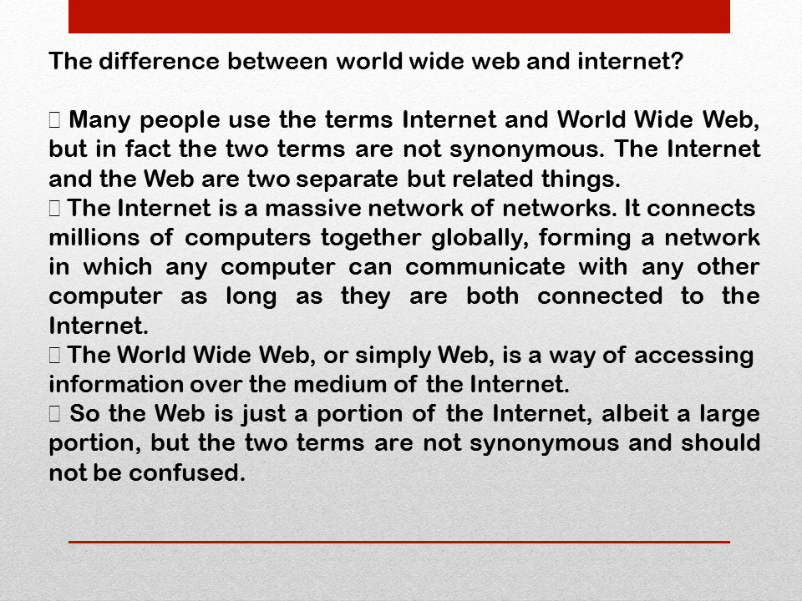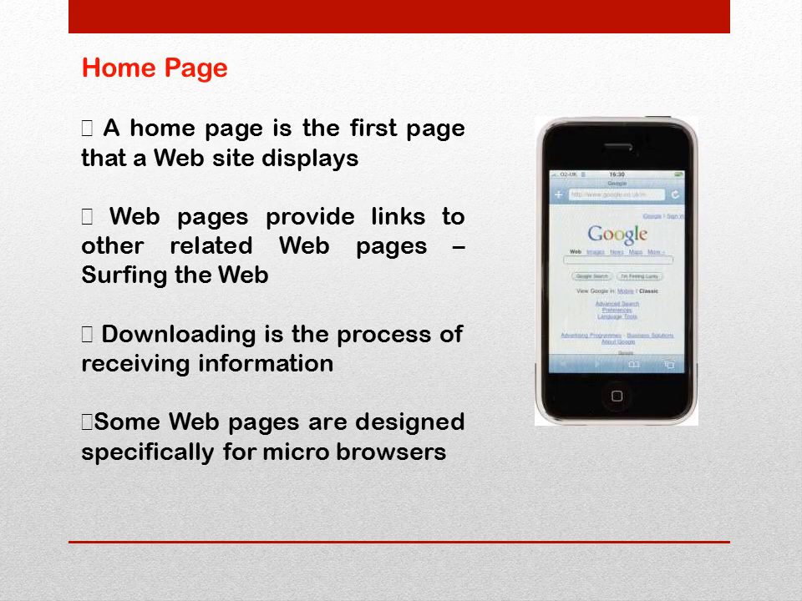And the World Wide Web, or simply the web, is a way of accessing information over the medium of the internet. So the web is just a portion of the internet. As I was telling you, it is one part of the internet, a large portion. But the two terms are not synonymous and should not be confused. Creating a web page: web pages are generally sets of text files coded with a special notation called hypertext markup language, HTML, and that is interpreted by a web browser program.